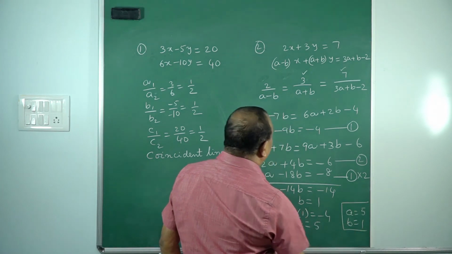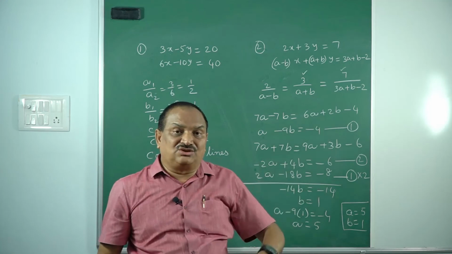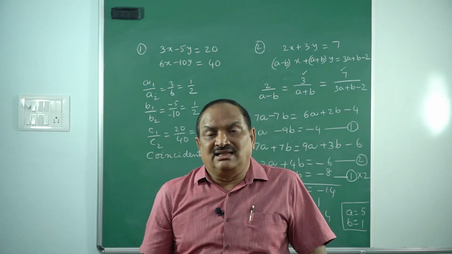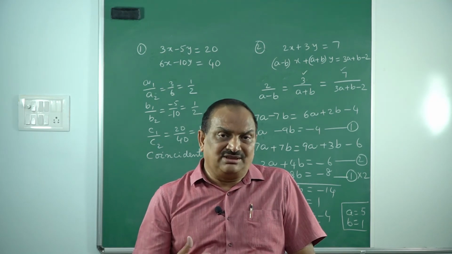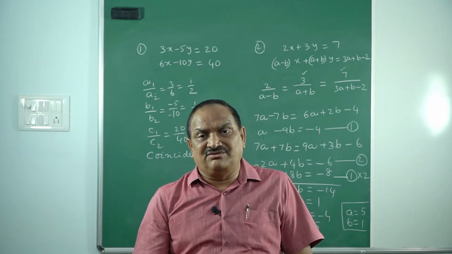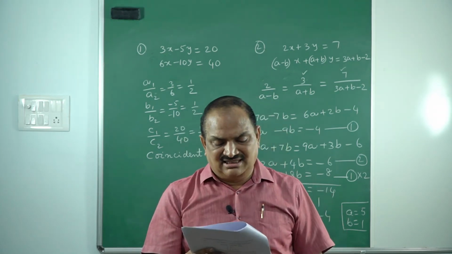You said these two lines should give infinitely many solutions because you have chosen that the system should be of coincident lines, and the ratio A1 on A2, B1 on B2, C1 on C2, all three must be the same. Okay, and that is 3.5.